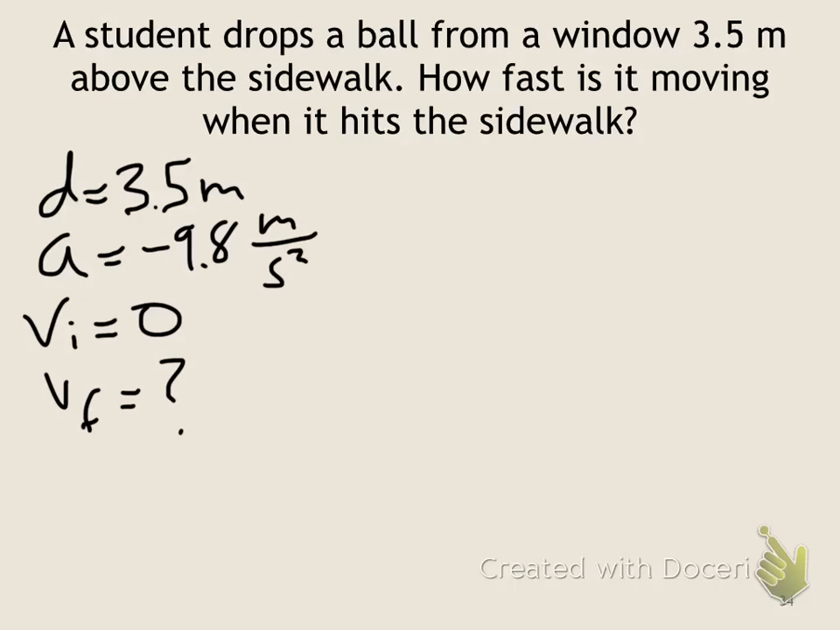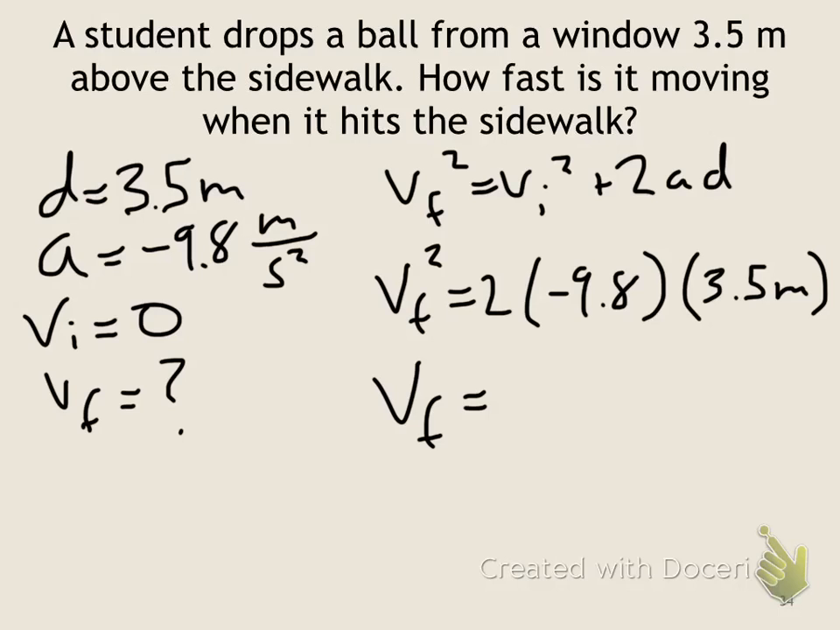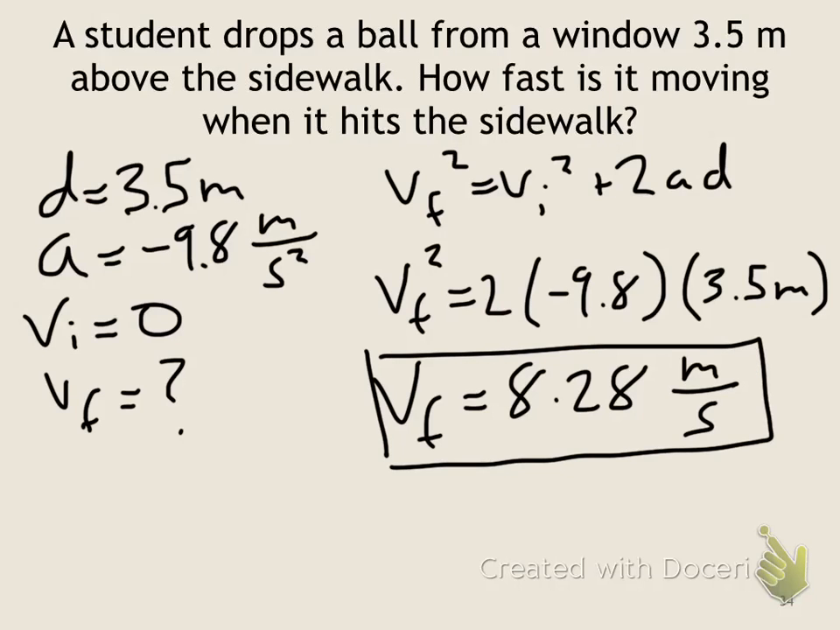So let's use our VF squared formula. VF squared is going to be equal to 0 because there's no initial velocity if you're just dropping it, plus 2 times acceleration, negative 9.8, times your distance, which is 3.5 meters. If you solve it, your final velocity when the brick hits the ground is going to be 8.28 meters per second. Don't forget to take the square root when you're solving for VF using this equation. It's a very, very common mistake.